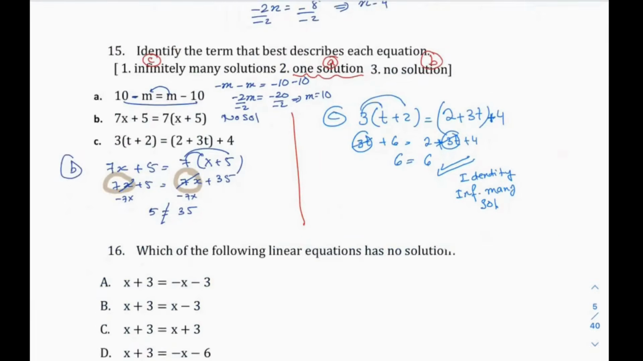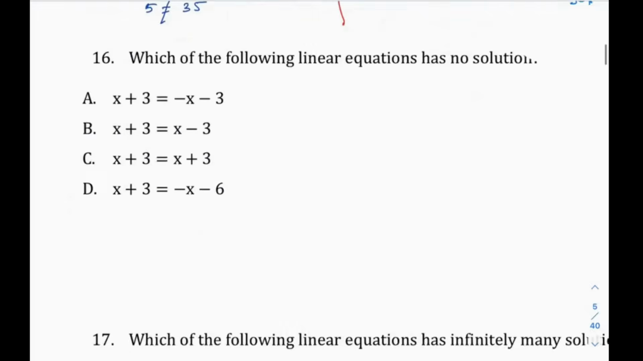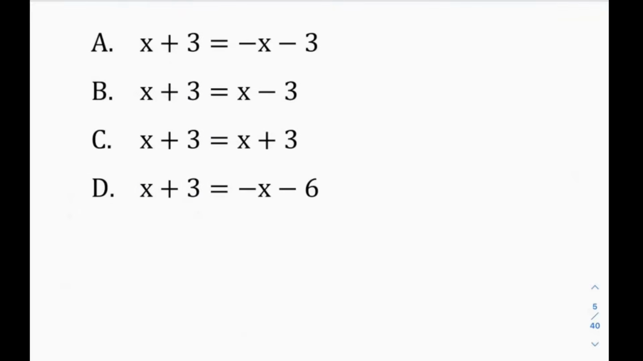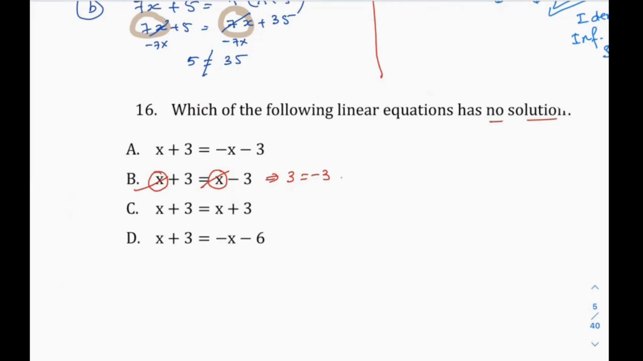Which of the following linear equations has no solution? As we mentioned now, if you solve and no variable is left and the right-hand side is not equal to the left-hand side, then there is no solution. If you check all of them, make sure that you cancel the variable, where the variable appears with the same sign. For example, here the variable appears here and there. You can cancel them, but you end up here with 3 equals minus 3, right? If you end up with two sides that are not equal, that means no solution. So directly here, the solution is phi or no solution.